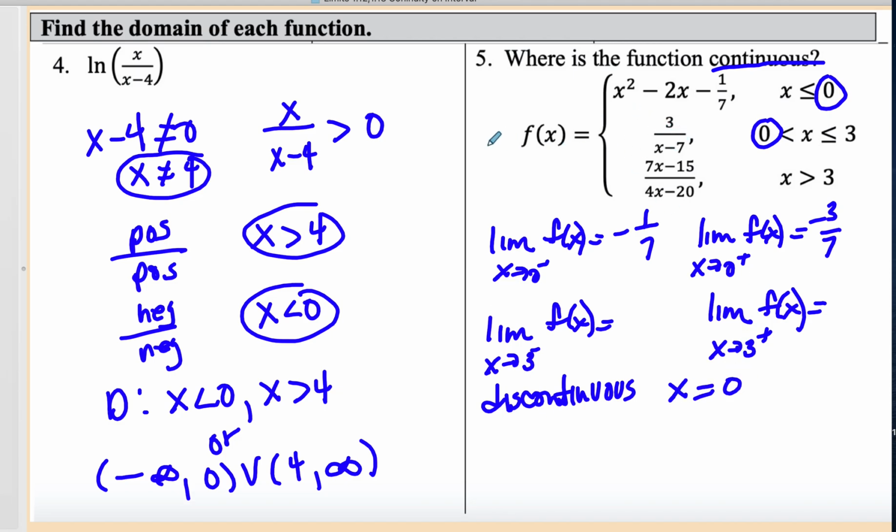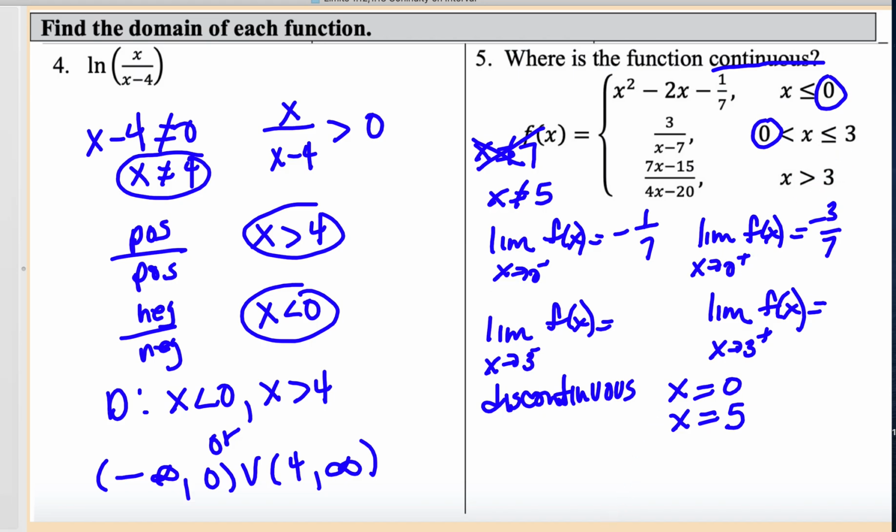Now let's look at this branch. This branch, x cannot equal 7 because that's the denominator. But I'm looking right here, and for this expression, I'm only looking from 0 to 3. So this is not required. I'm never going to have 7 in this domain, so I don't have to worry about that. Now this denominator, x cannot equal 5. So here's another point of discontinuity. X is equal to 5. So we have those two places, at 0 and at 5. We need to now check out the limit at 3.